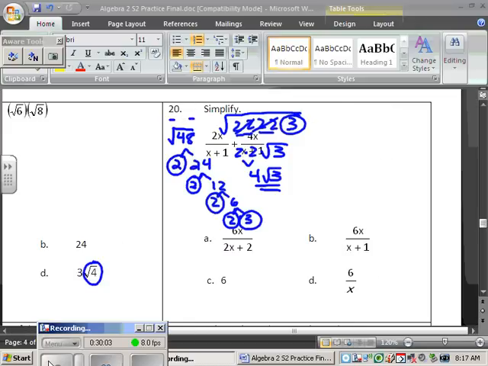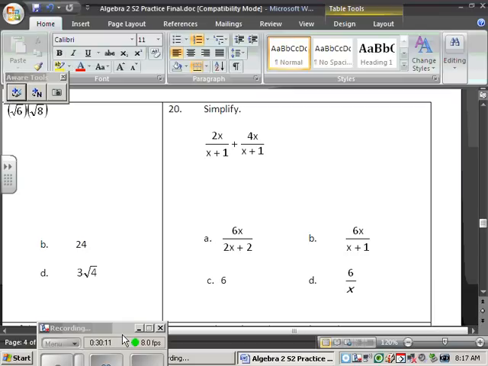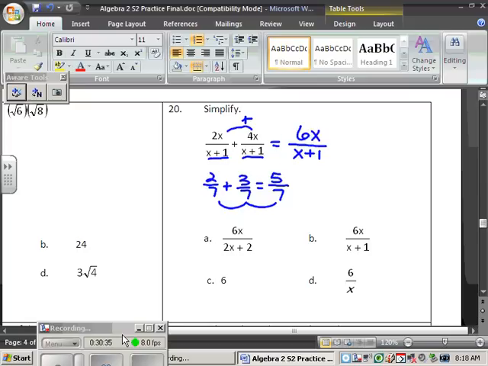Number 20. Number 20, this is a very simple rational expression problem where you're just adding these fractions. So just like you would add 2/7 plus 3/7, as long as they have common denominators, you can add them. You keep the denominator the same, but you add the numerators. Same process up here. Notice the denominators are the same. So just like the fraction I did below, keep the denominator the same, but add the numerators, which would be 6x. Simple as that. Just got to remember that it's the same process as adding regular fractions.